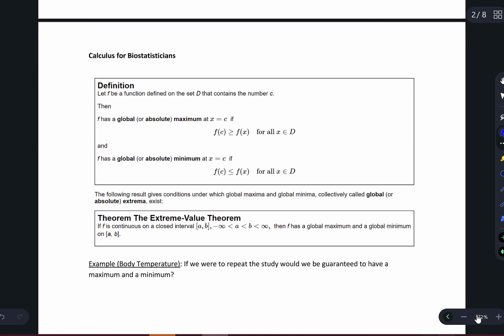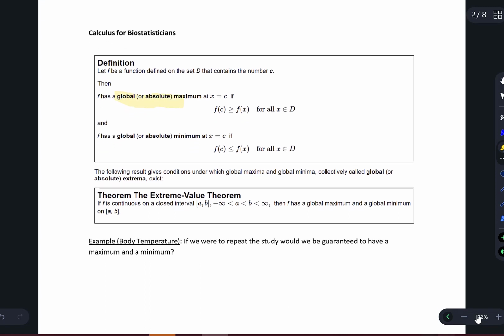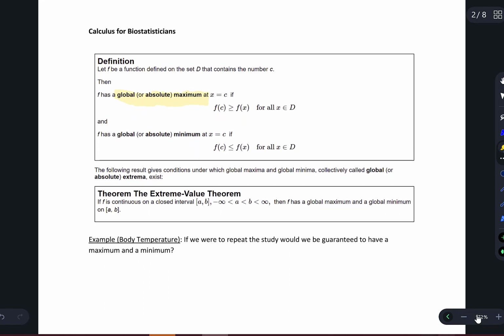We have a definition here. We're going to let f be a function defined on D, and D is going to contain the number C. Then we say that the function has a global or absolute maximum if the function evaluated at C, its value, is greater than or equal to the function evaluated at all other numbers in the domain. To have a global or an absolute minimum, it's the same thing, except the function evaluated at C will be less than or equal to the function evaluated at all other values in the domain.